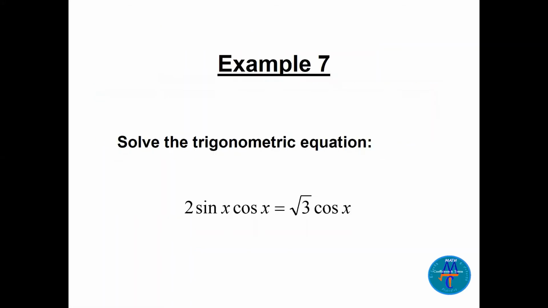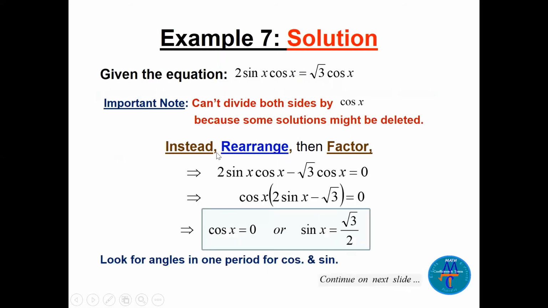Now let's solve the trigonometric equation: 2 sine x cosine x is equal to square root of 3 cosine of x. Very similar to example number 6, in the way that you cannot divide here by cosine of x, because you will lose some solutions. So instead we rearrange it, take all this on the other side, equal to 0, factor out the cosine of x, and remember here to write 2 sine of x minus square root of 3 is equal to 0.